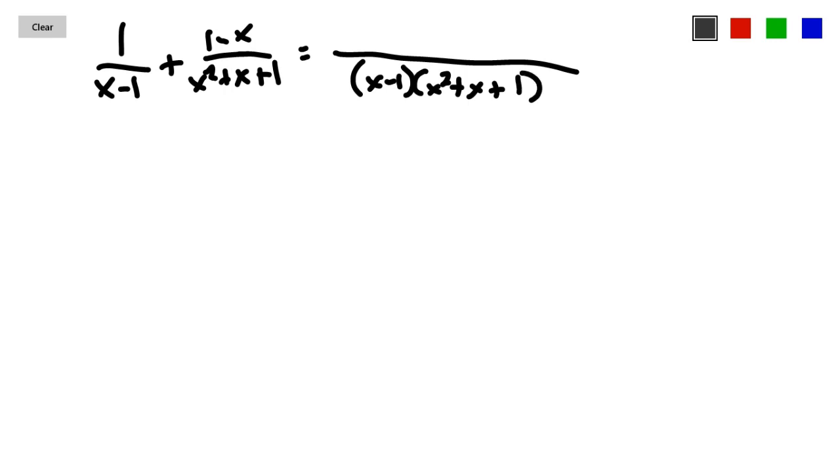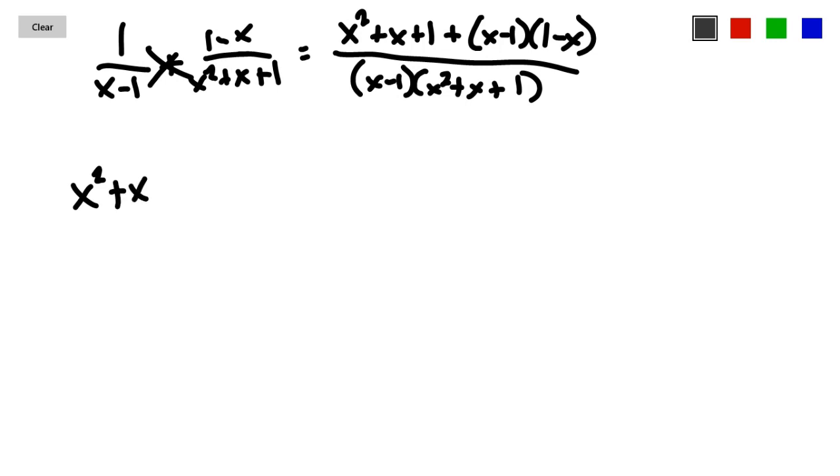And then I do cross multiplication to find the terms on the top. So first I've got 1 times x squared plus x plus 1, and that just gives me x squared plus x plus 1. And then I'm adding it to x minus 1 times 1 minus x. So I've got x minus 1 times 1 minus x on the top. And then the next step is I'm going to FOIL this part out on the right and then start combining the like terms that end up on the numerator. So when I do that, I end up with x squared plus x plus 1.